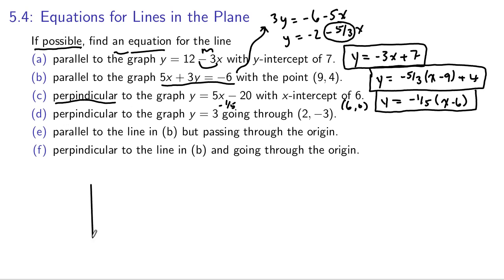For part D, we have a line y equals 3. Okay, so it's a horizontal line where y equals 3. Y equals 3 is the blue line. And we want it to go through the point 2, minus 3. This is 1, 2, minus 1, 2, 3. So our new line needs to be perpendicular to the blue line and go through the black dot.